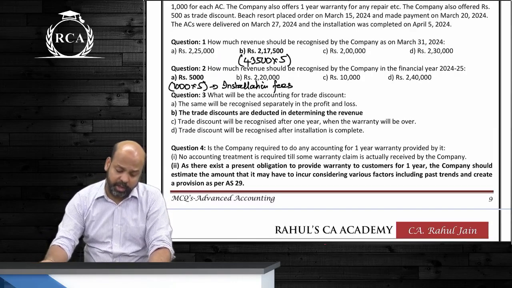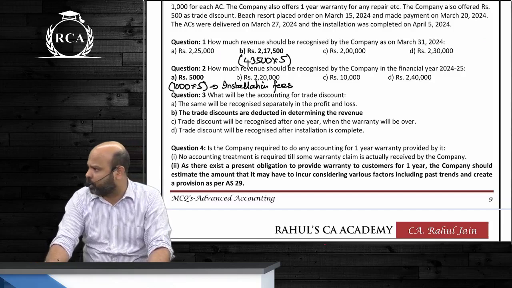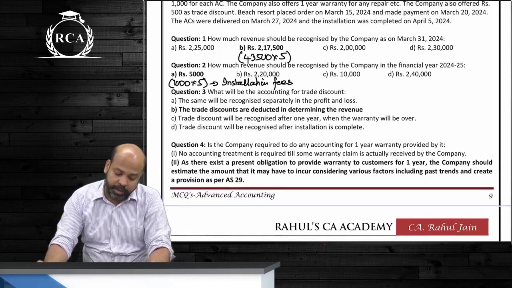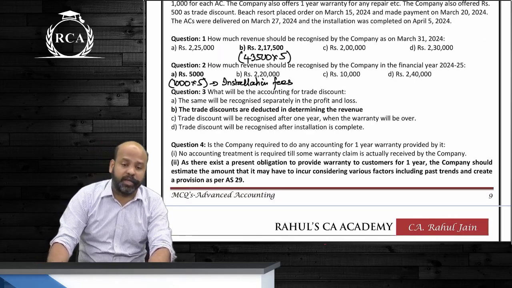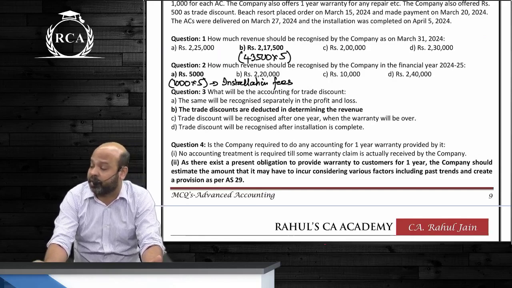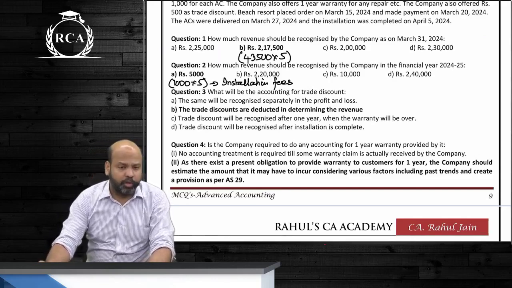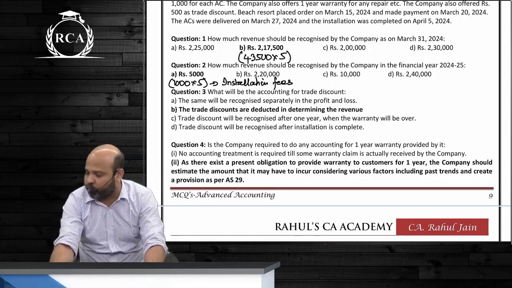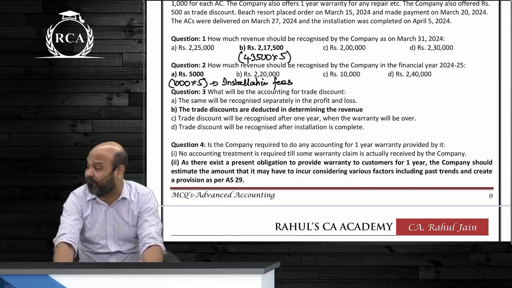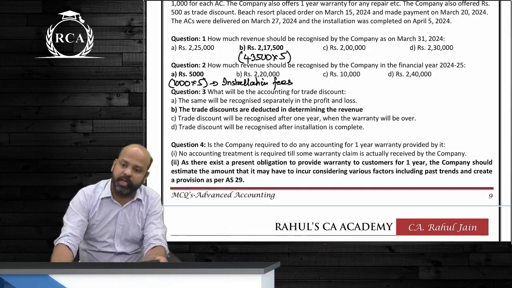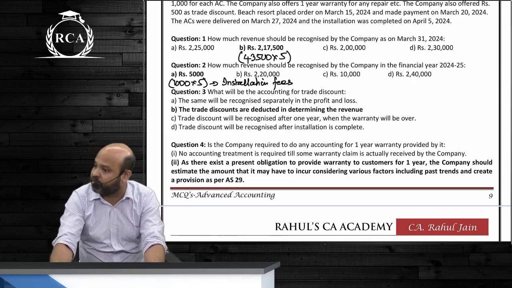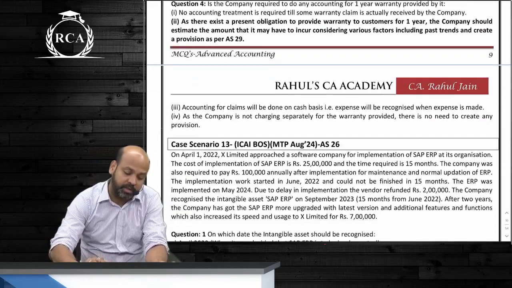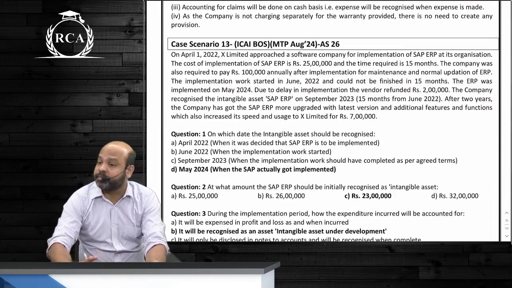What will be the accounting for trade discount? We all know, but it should be deducted in order to determine the net amount of revenue. Is the company required to do any accounting for the 1-year warranty provided? We have all learned under AS 29, guys: whenever there's a present obligation on account of a past event, which is expected to result in outflow of economic resources. The 3 conditions of provision: present obligation, guys; next, it is probable that there will be an outflow of economic resources; third, a reliable estimate can be made. If these 3 conditions are satisfied, guys, a provision has to be created. Are all the conditions met here? Yes, you will have to create a provision, guys, for the expected amount of warranty expenditure. All right, kids.